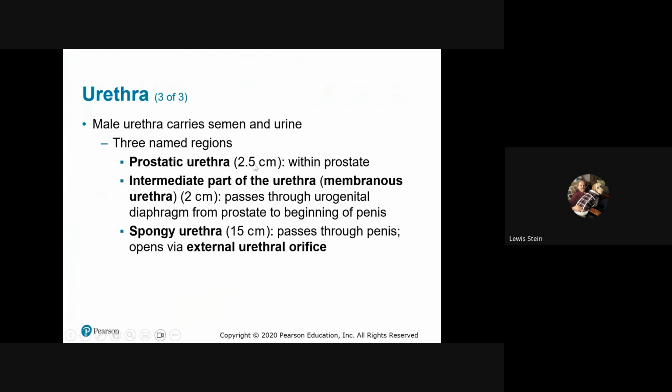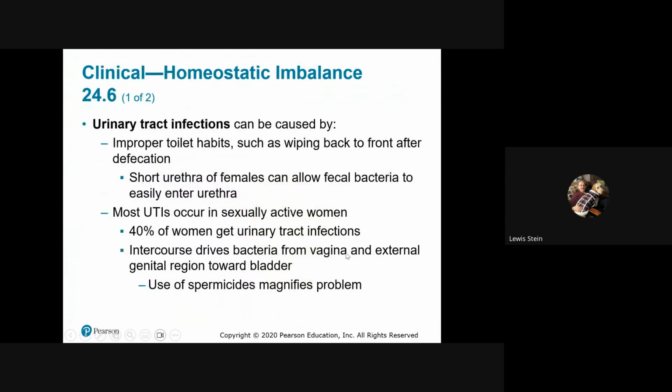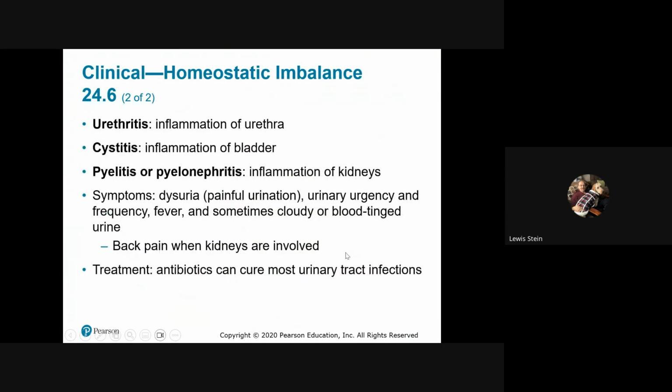You have the prostatic part, which is where it exits the bladder. It's surrounded by the prostate. The intermediate part, where it passes through what they call the urogenital diaphragm, effectively going from inside the peritoneal cavity through a membranous portion, and then to the exterior, which we call the spongy urethra, all the way to where it opens. And I think that's basically it. We'll go over all that stuff when the time comes.